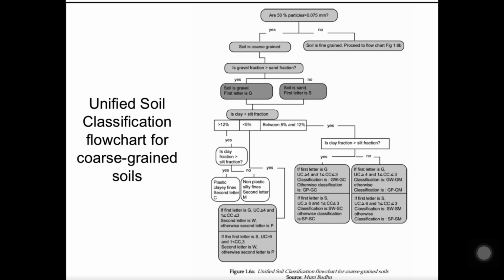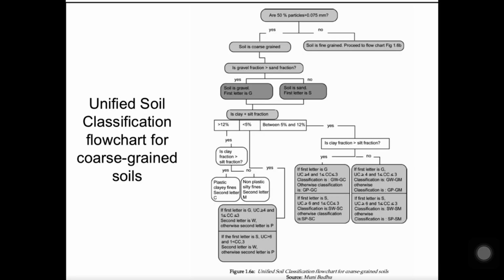After determining whether the soil is gravel or sand, we look at the fines content, specifically the amount of smaller particles like silt and clay that are present in the sample. If the fines content is less than 5%, we consider the soil to be clean gravel or sand. If the fines content is between 5% and 12%, it has enough fines to impact the classification, and we will add an additional symbol based on the fines' properties.